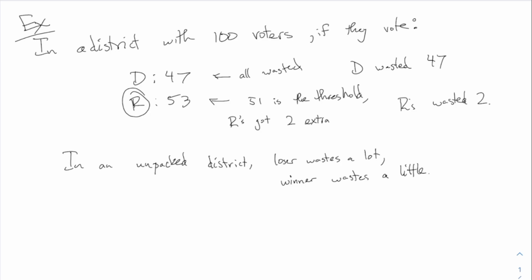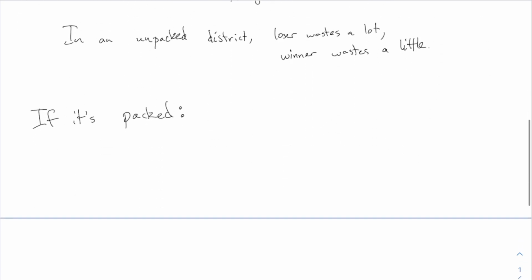What about if the district is packed? That means it has something like 90 D's and only 10 R's. Something like that would be packed. So if it's packed, what does that look like? Here is an extreme packed example. What if it was, say, D97 and R3? Now, who is wasting more? In this case, the D's are the winners. The threshold, again, is 51.